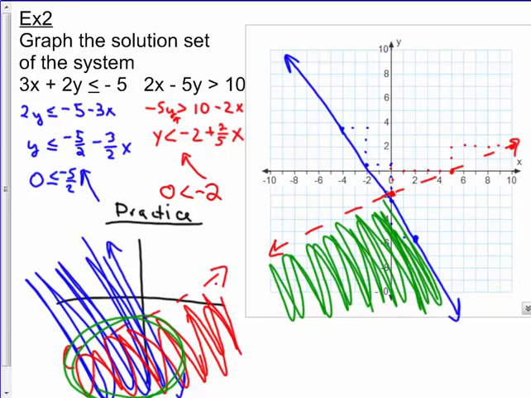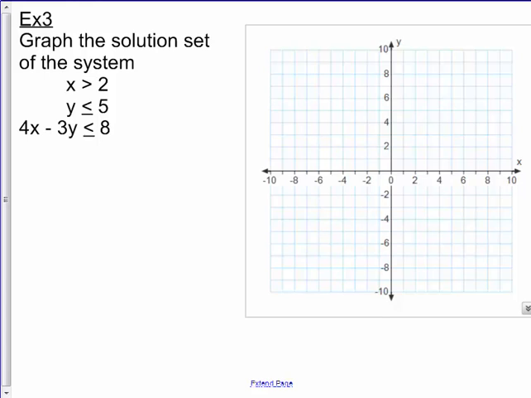And then finally in example 3, in this one we're going to have 3 different equations or inequalities. So I'm going to graph each of them. X is greater than 2. That's a vertical line. It's dashed because it's not equal to at 2. Y is less than or equal to 5. That's a horizontal line at 5. It's a solid line. And then for the last one, I have to solve it.